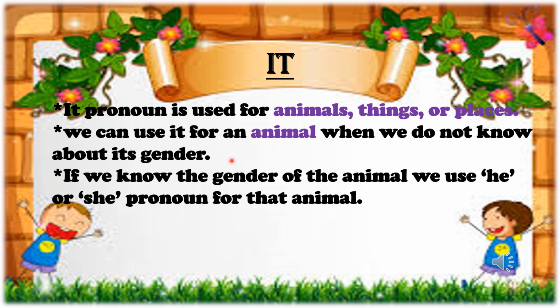Let us see an example of this kind. This is a peacock. The peacock has beautiful feathers. In this example, we know that the noun peacock stands for a male. So here, the pronoun he can replace the peacock. We can say that this is a peacock. He has beautiful feathers. In this example, we have not used it because we know that peacock is a male noun.